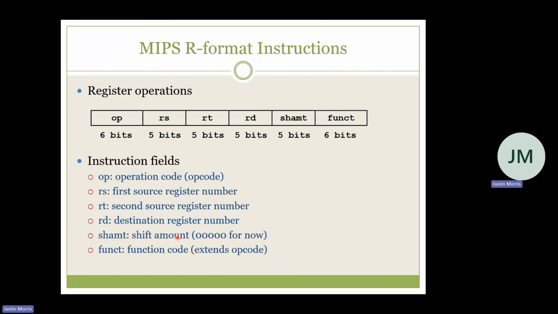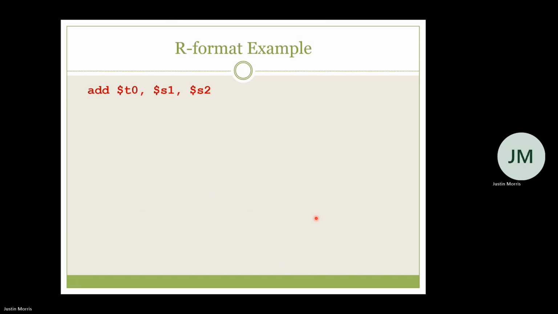And again, shift amount is the amount to shift by. But if it's not a shift instruction, usually this is just all zeros because it's not used. And then funct code is it an add? Is it a subtract? Things like that. So here is our example.